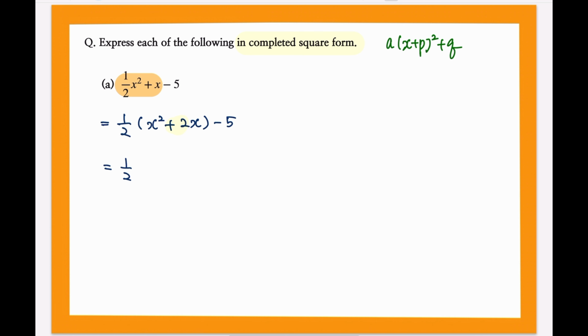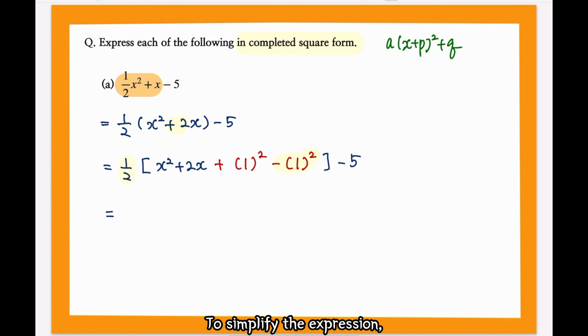So 1/2 bracket x squared plus 2x, half of 2 is 1, so plus 1 squared, and subtract 1 squared again. Close the bracket and leave minus 5. When we simplify this expression, we have to be careful with that 1/2 and minus 1 squared.